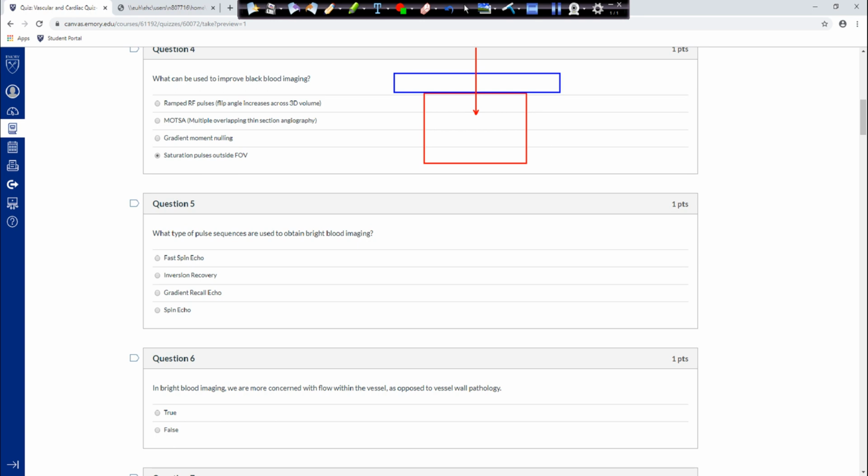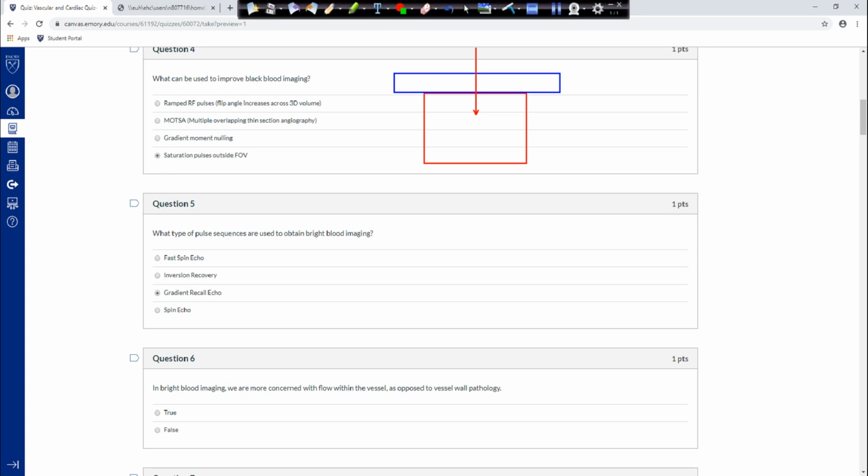All right. Number 5. What type of pulse sequences are used to obtain bright blood imaging? So we already established that these are all spin echo pulse sequences. So the only one that is different is our gradient echo or gradient recall echo pulse sequence.